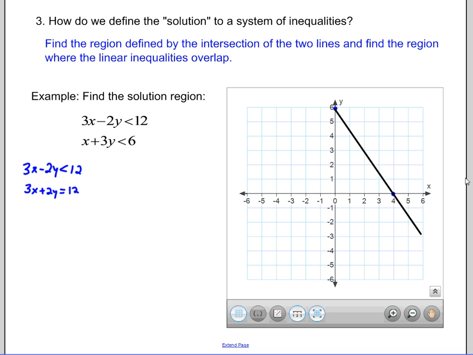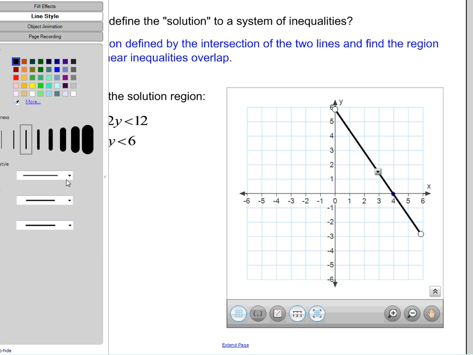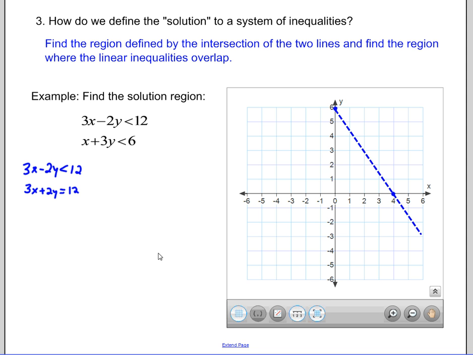through these two, but let's change the properties of this line. Because we're using greater than, we want to make sure we've got a dashed line. So we use a dashed line, and since it was blue, that's the color we'll use for our line as well. Okay, so that's our one.